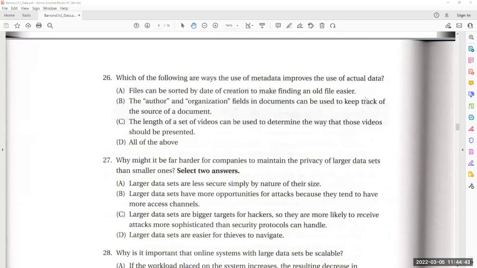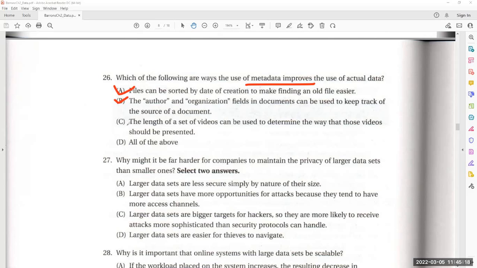Okay, number 26. Okay, file can be sorted by the date. Okay, metadata improve the actual data. Okay, so here metadata cannot touch the content. Okay, that's the rule. Okay, you don't touch the rule. So file can be sorted by the date created. Yes, when you do that, that will help you, right? The also organization field in the document can be used to keep track of the source of the document. Yes. Who write it? Yes, we know that. Okay. So because we pick A and B, so metadata D will be the answer.